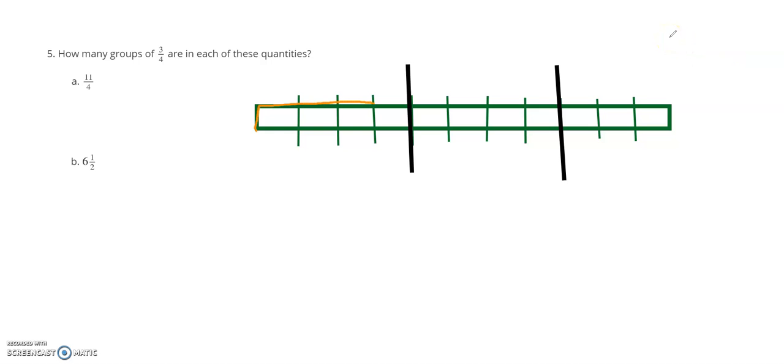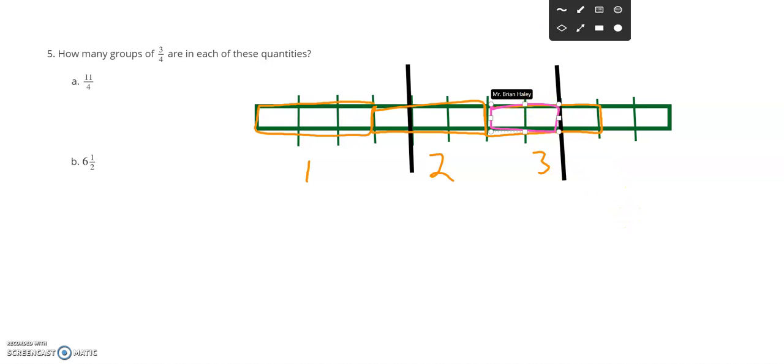So we have one group of 3/4, two groups of 3/4, three groups of 3/4, and then the last one is only 2/4. That's not a whole group. If 3/4 makes a whole group, then 2/4 would be 2/3 of a group.